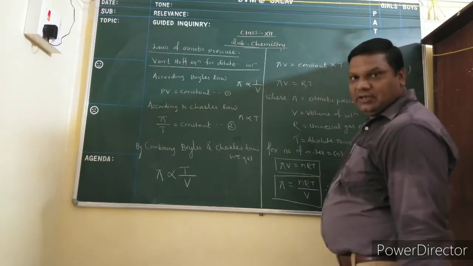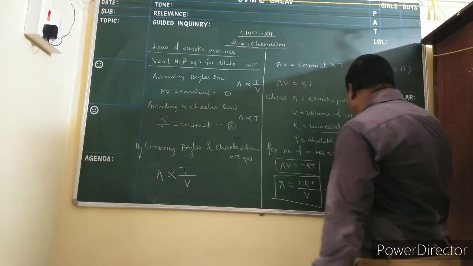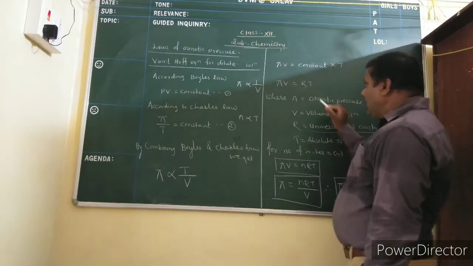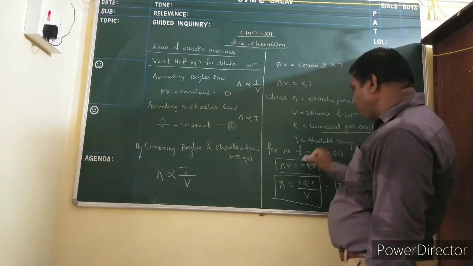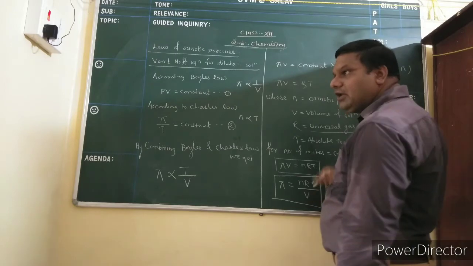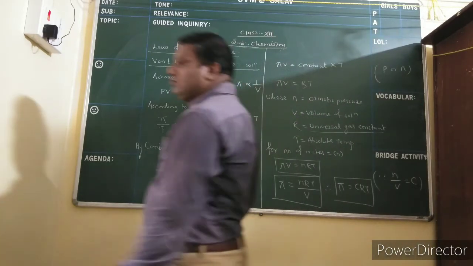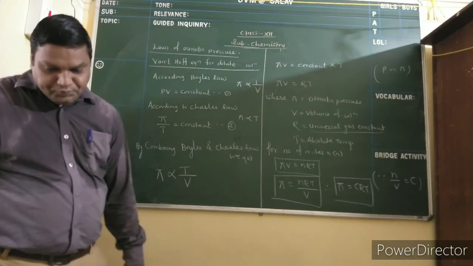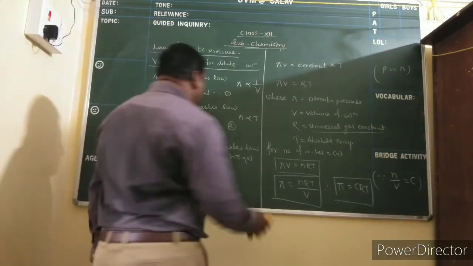Okay? So PV is equal to constant into T, and यहाँ पे constant के लिए जो terminology यूज की वो है R. So R is a universal gas constant. So PV is equal to nRT, so pi is equal to nRT upon V, because n upon V is equal to C, so it is CRT. Understood it is?